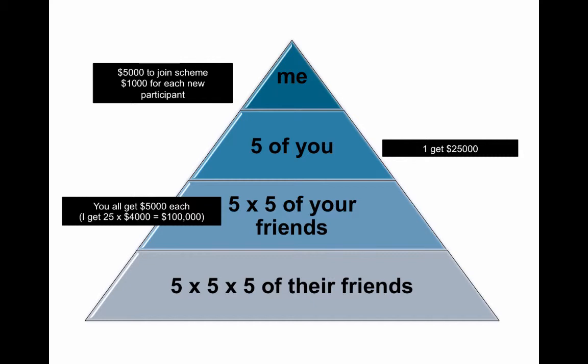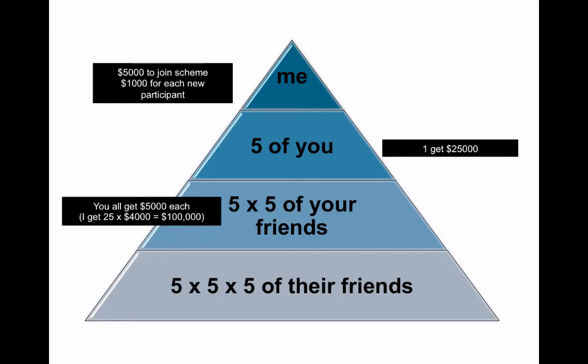Now when you go off and convince 5 of your friends to join the scheme, you will get $1,000 from each of your friends, and that means that if you've had 5 friends join the scheme, you get your $5,000 back. So you are no longer out of pocket, and of course I get the other $4,000 for each of your friends. So with 25 new friends joining, I get $100,000.